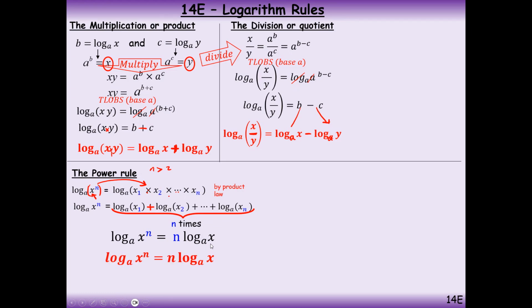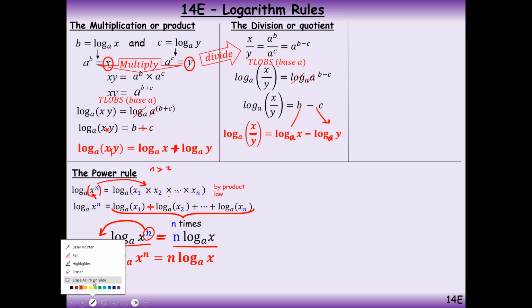So notice I told you I will prove this rule for you. When you have a power here, this power can simply come and sit at the front. We're not differentiating or anything. We're just rewriting the same expression there. These two expressions, n log a x, is the same as that. All right. So there's the proof there for you. Proof is in the pudding, as they say.